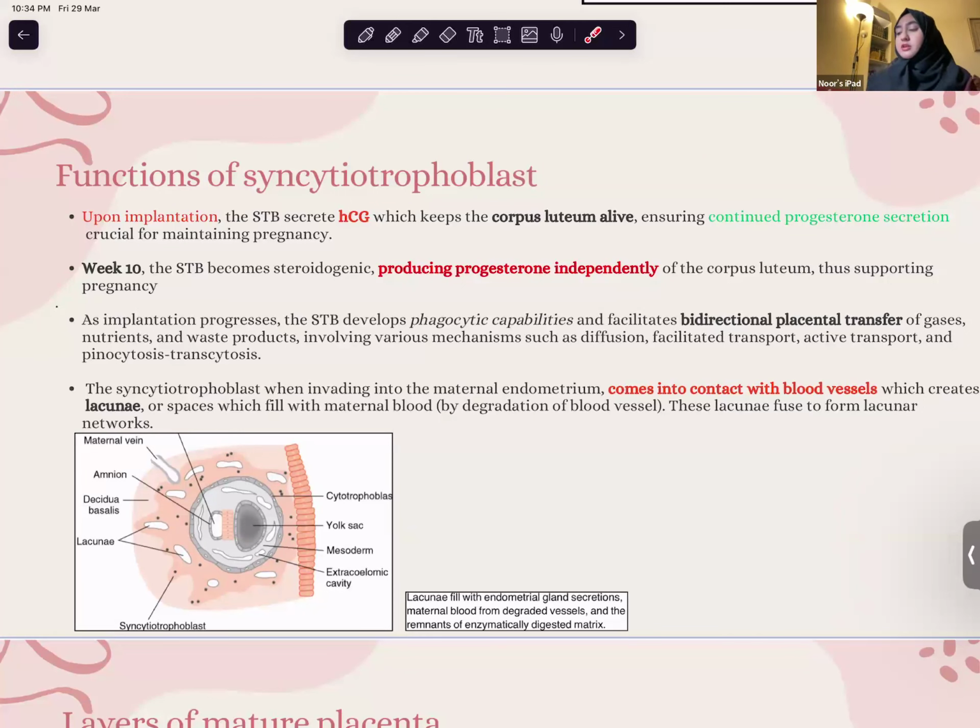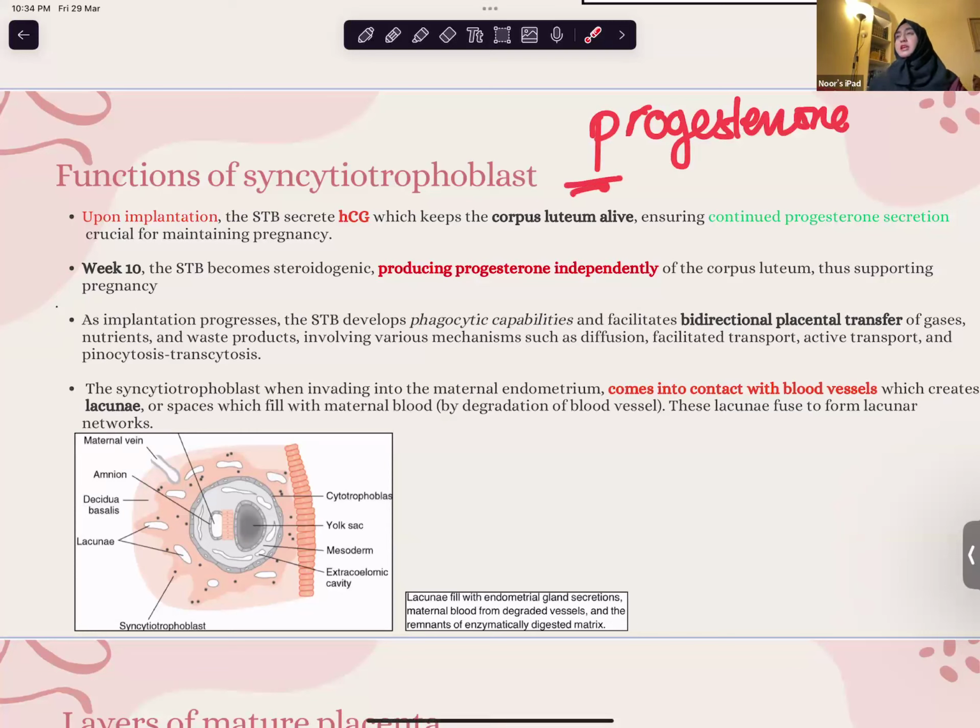Here's a tip for you guys. The way I remember that progesterone is important and the main hormone here is this: P for progesterone and pre for pregnancy, anything related to pregnancy. It's very important in maintaining pregnancy, especially at week 10.